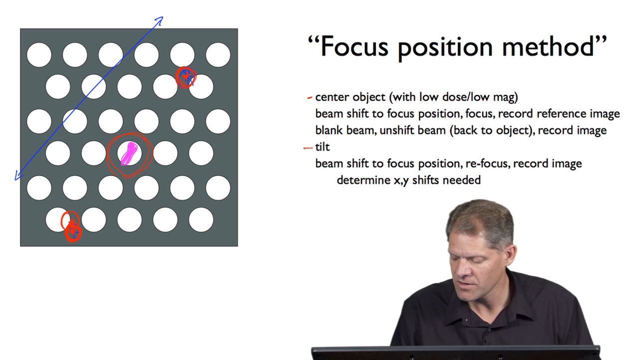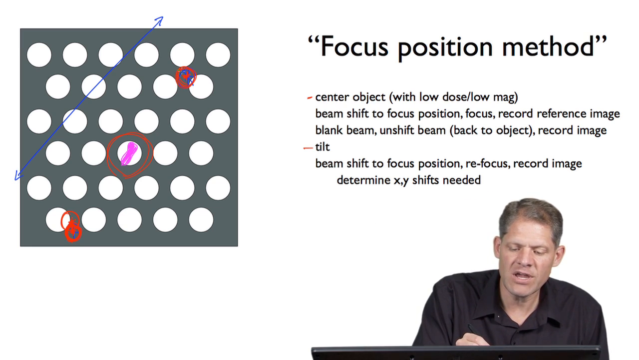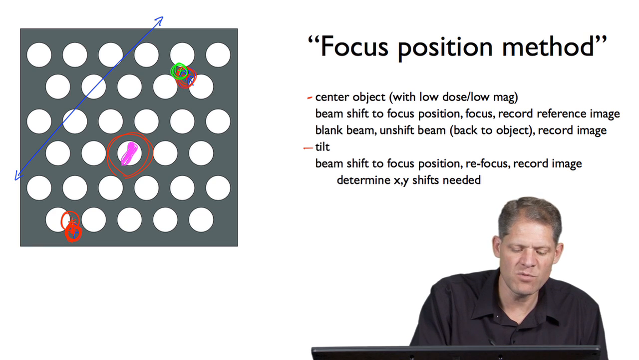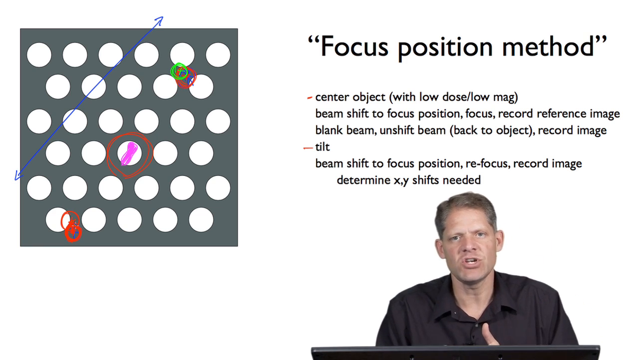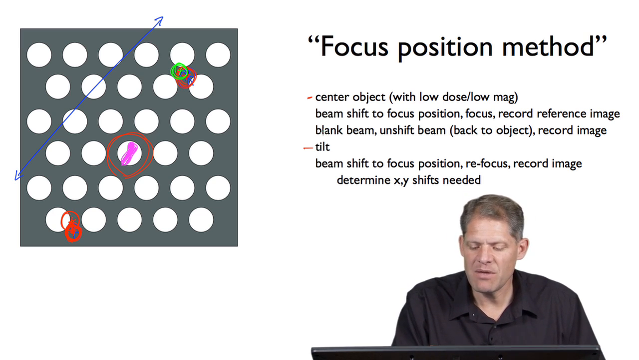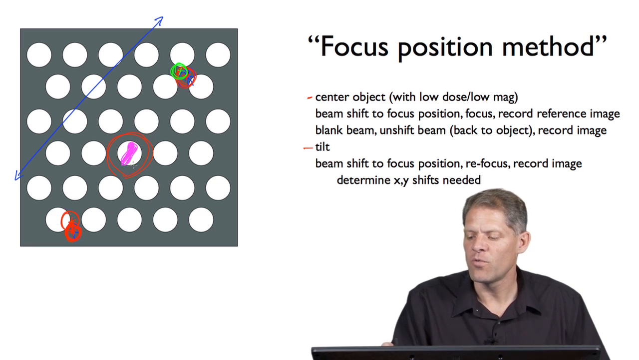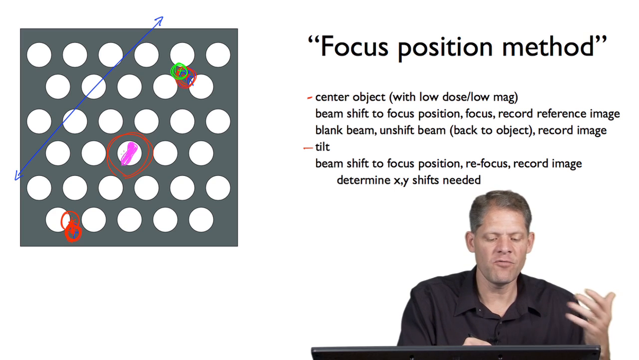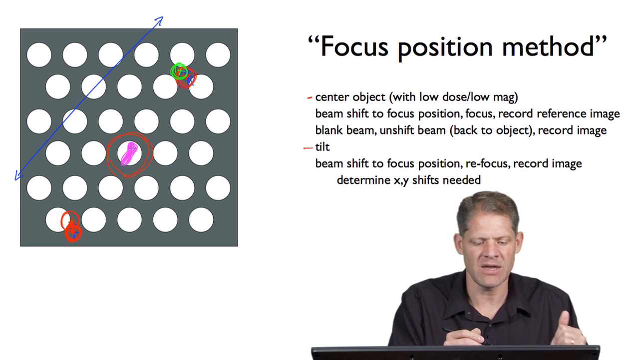Let me change color so that it's easier to see. And you might focus over here again, and you might notice that the grid moved a little bit when you tilted it. And now, because you know how the grid has moved, you can apply the appropriate beam shifts and image shifts and focal changes, blank the beam again, and then move back to the target region, record an image, and hopefully, after that procedure, your target will be directly under the beam again.